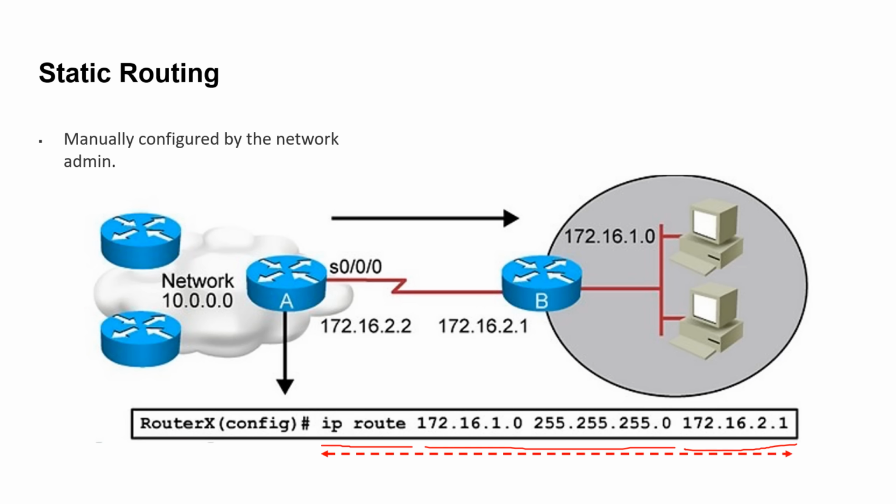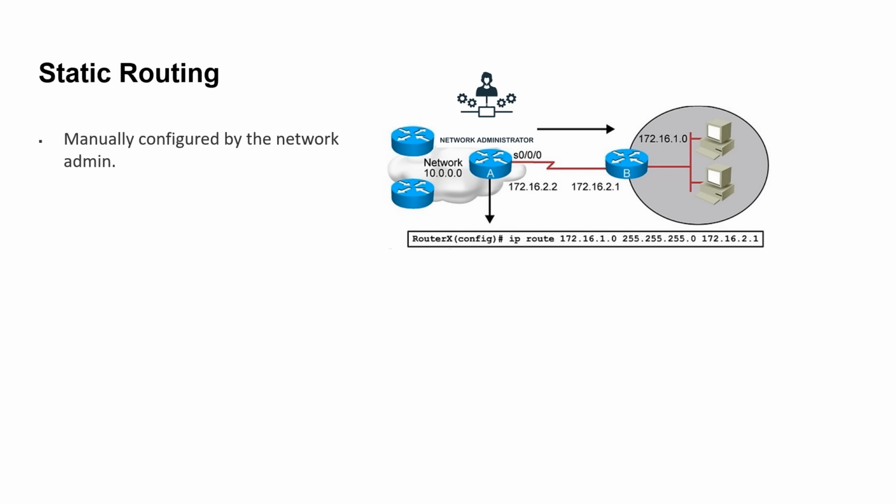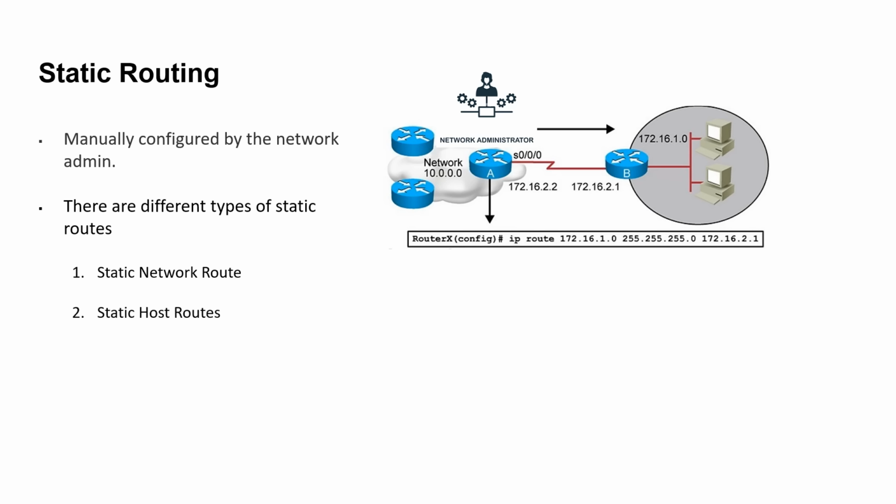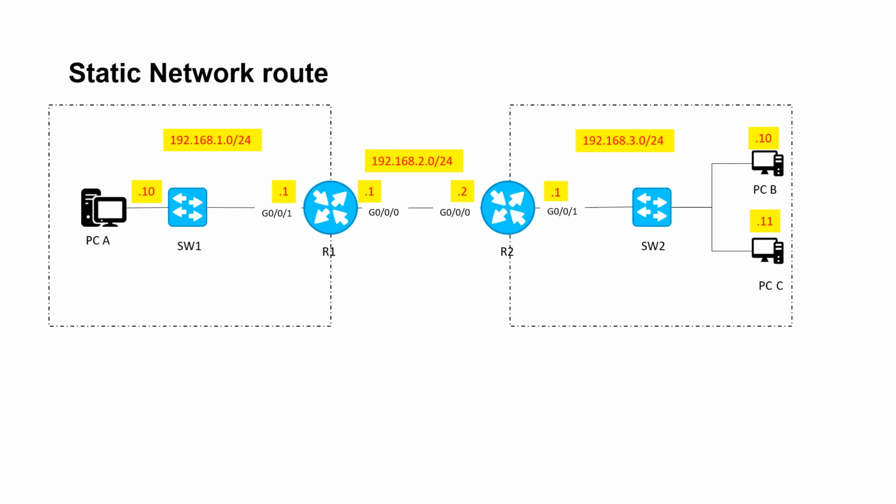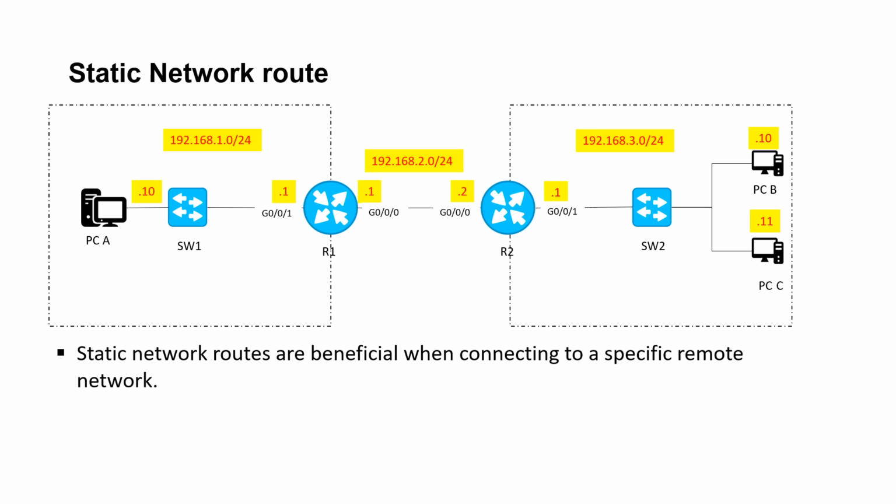So we have four different types of static route. These different types of static routes are static network route, static host route, floating static routes, and static default route. Let's discuss static network route. Static network routes are beneficial when connecting to a specific remote network. You can define a static route by using the subnet mask of the network.